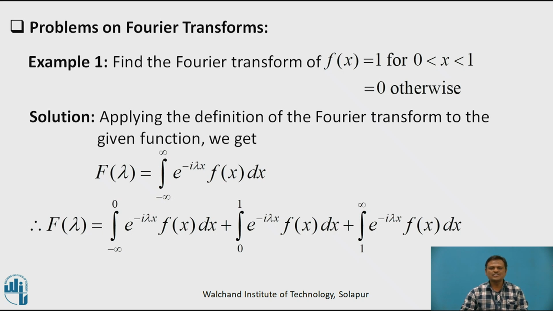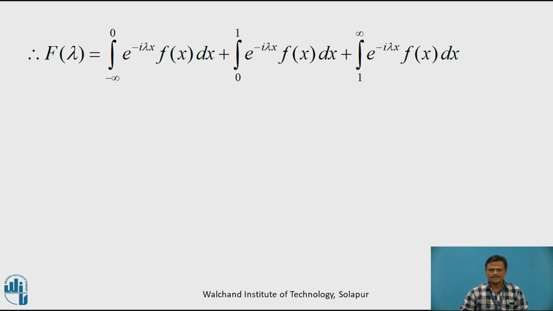Here the integration has been split into three different integrals depending on the definition of the function, because the function is defined to be 0 in the interval minus infinity to 0, and the function is defined to be 1 in the interval 0 to 1, and the function is again defined to be 0 in the interval 1 to infinity. Now we just have to substitute the value of the function in this step.